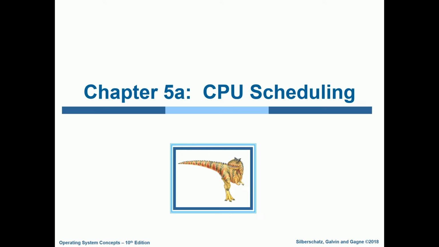Today we're going to discuss CPU scheduling. CPU scheduling is the basis of multi-programmed operating systems. By switching the CPU among processes, the operating system can make the computer more productive.